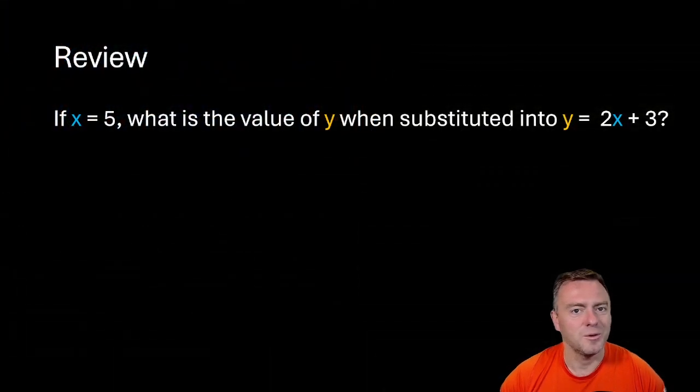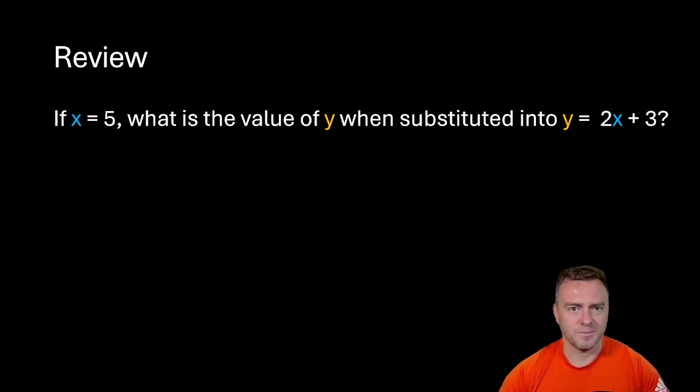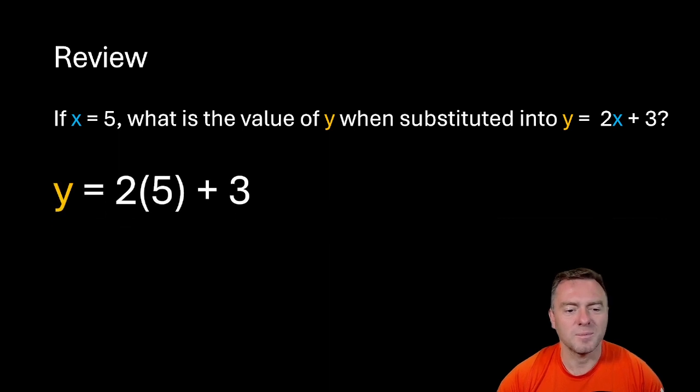So a quick little review, if x equals 5 and we want to find the value of y when we substitute into that equation, wherever there's an x we need to inject into it the 5. So this now becomes 2 lots of 5 plus 3, which then gives you 13.